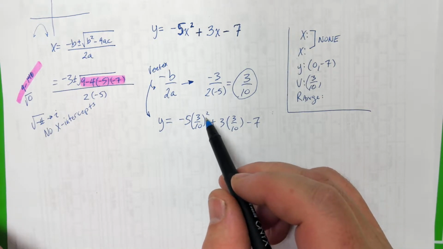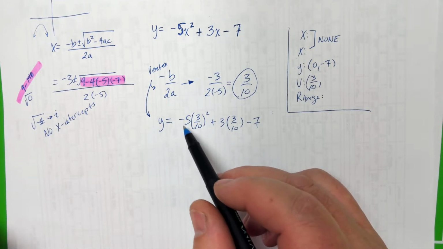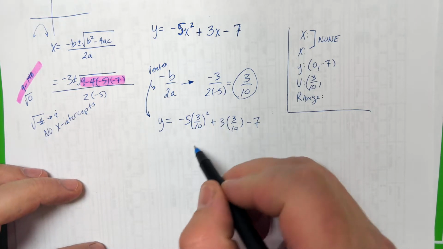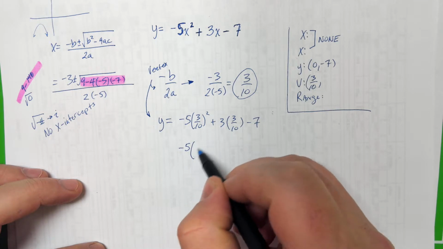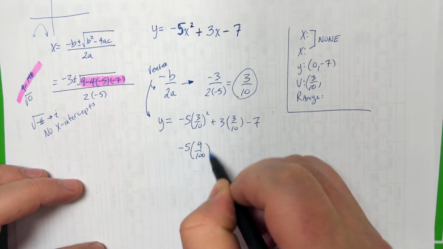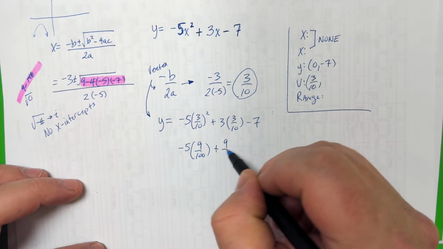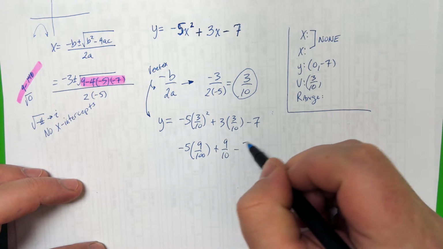Order of operations says you have to square before you reduce. You can reduce 5 and 10, but you have to square it first. So this is going to be 9 over 100. -5 times 9 over 100. Would you agree with me? And this is going to be plus 9 over 10 minus 7.